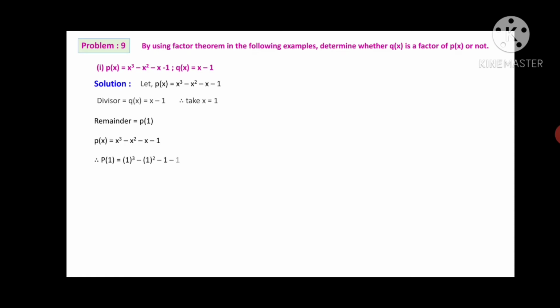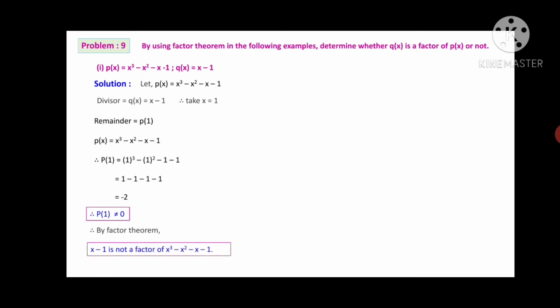Therefore, P of 1 can be written by putting the value of x as 1: 1 raised to cube minus 1 square minus 1 minus 1. Therefore, we'll get 1 cube is 1, 1 square is 1. So, 1 minus 1 minus 1 minus 1. Therefore, you will get the value as minus 2. Therefore, P of 1 is not equal to 0, since P of 1 is coming up minus 2. Therefore, by factor theorem, we can say that x minus 1 is not a factor of x cube minus x square minus x minus 1.